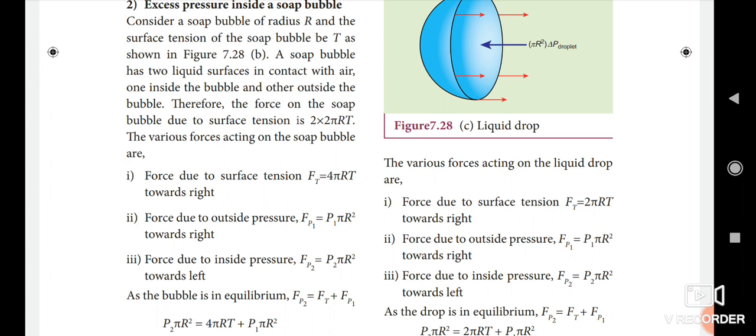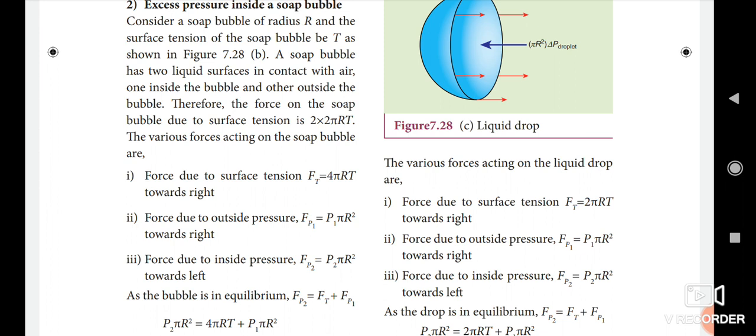Okay, first we see the force due to surface tension, taken as Ft, which is equal to 2πrT. Here only one surface is there, so it is only 2πrT, but in a soap bubble two surfaces are there, so we take 2 into 2πrT, so the value will be 4πrT.